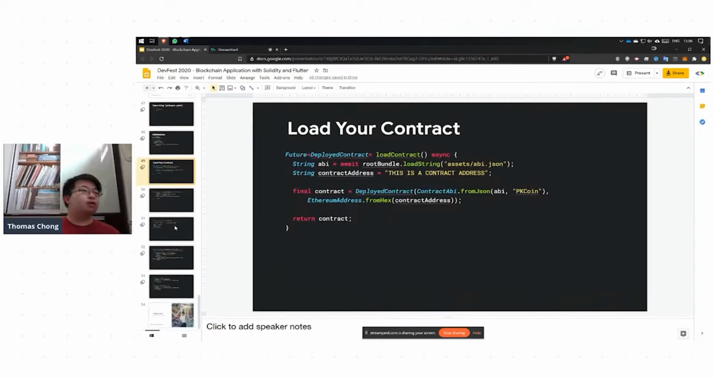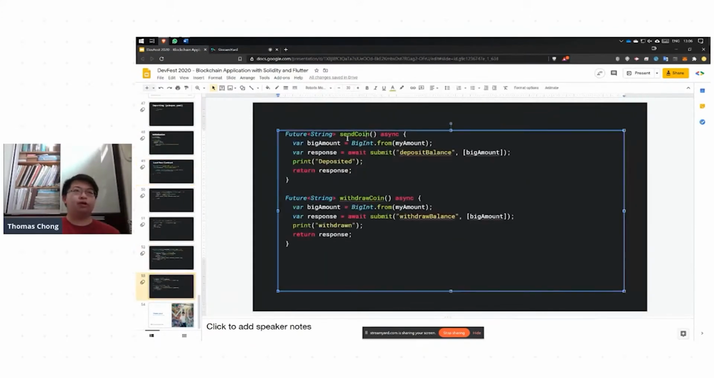Okay. So when we get back to the code here, there's a function called sendCoin, and we use the submit function. We call the deposit balance, and we have the variable bank amounts, because this is the parameter we need to use. After we finish this function, we print deposit to indicate the transaction is really finished. Similarly, withdraw coin is a similar process, and the only difference is that it subtracts the variable number in the smart contract.